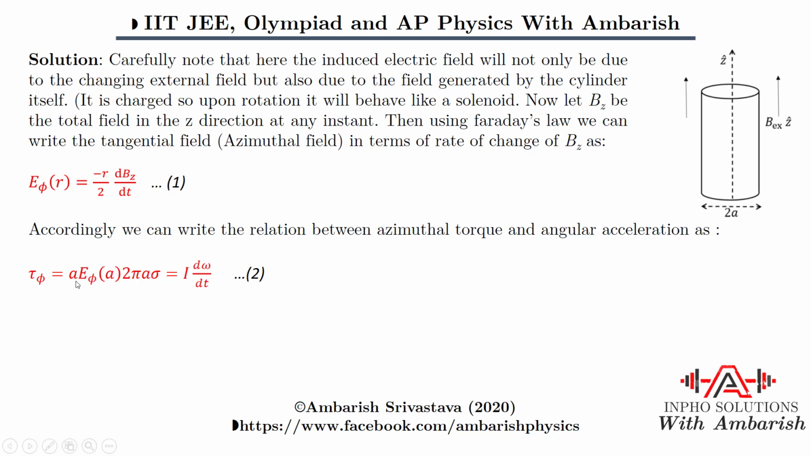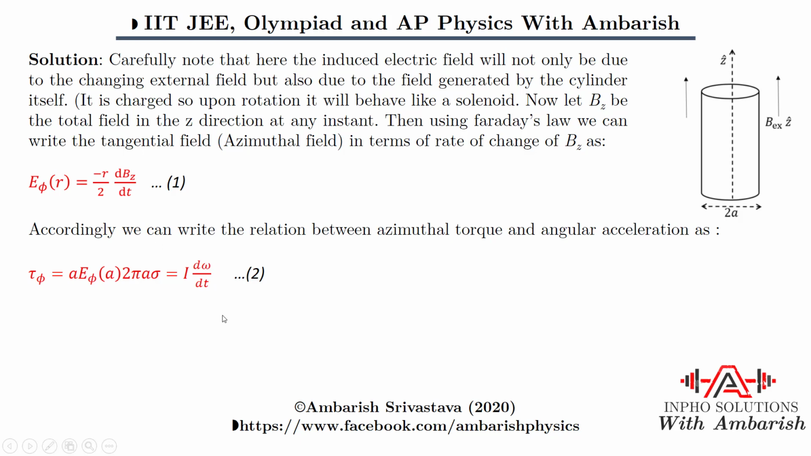Azimuthal torque is a into E phi, and instead of r I am putting a because I am considering the electric field at the periphery, multiplied by 2 pi a into sigma. This is for unit length. So length here is 1, and this should be equal to moment of inertia per unit length multiplied by alpha. So this is the equation, tau is equal to I alpha for the cylinder. Now if you see here, E phi can be expressed in terms of d Bz by dt, and if you put d Bz by dt over here, there's a dt over here and a dt over here, so that will cancel out and you'll simply get a differential equation between omega and Bz.